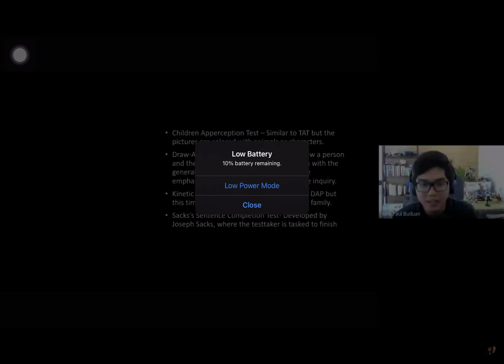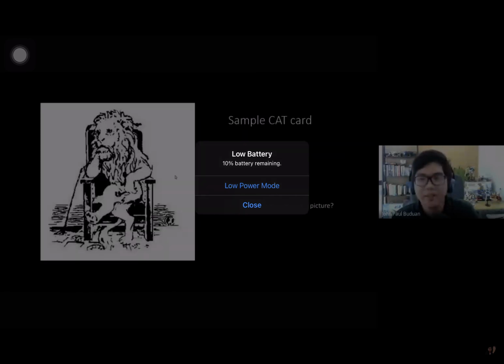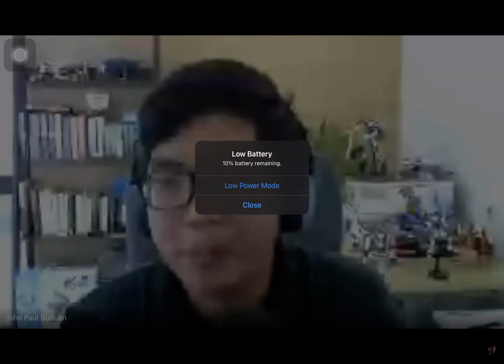This one has items like I am afraid of, and then blank. So you complete the sentence. That is a form of projective test. So, a sample CAT card: if I'm not mistaken, this is card one. What is happening in this picture? There are also other things, like the rat. I don't know if you noticed the rat, but if that's what you saw first, it says something.